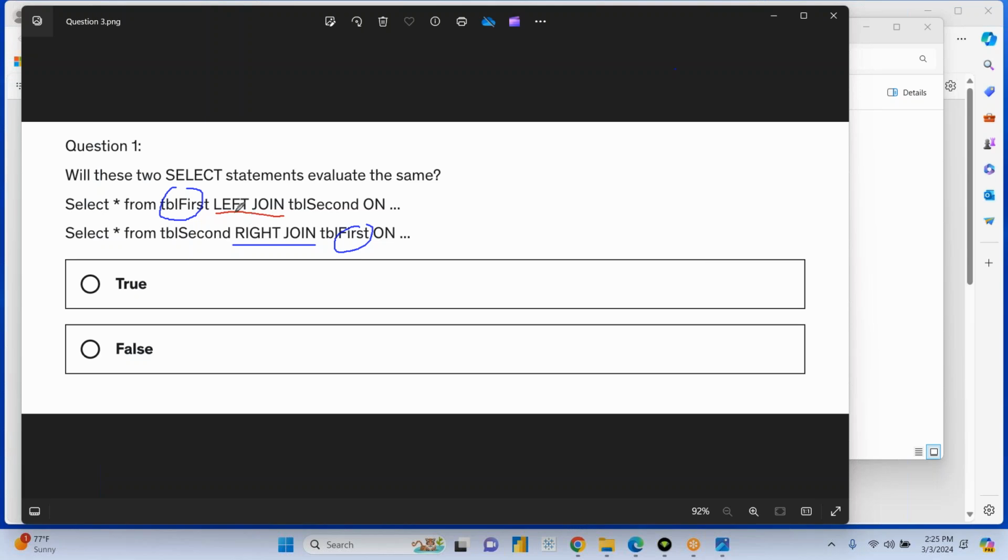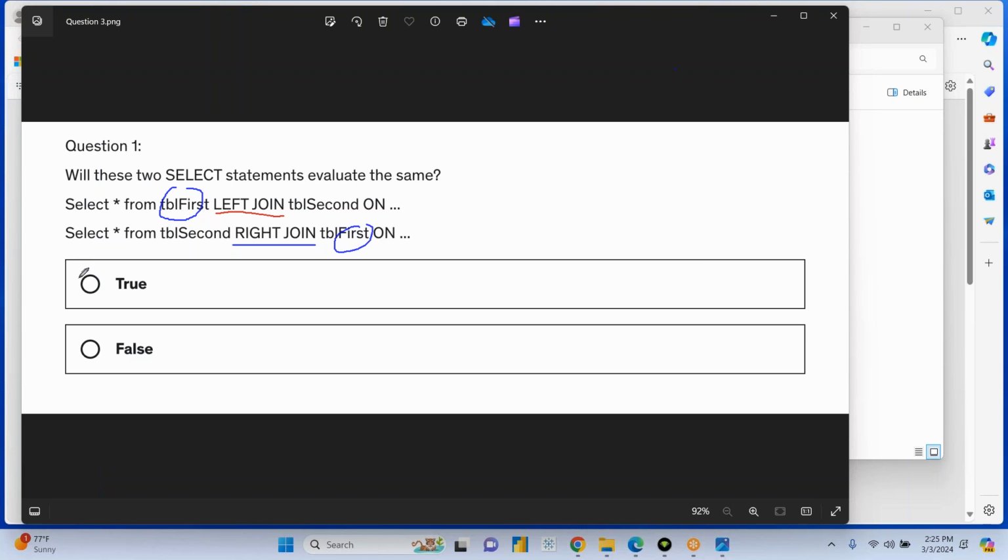All right, so this question is simple. Does a left join and a right join evaluate the same? They can only evaluate the same provided they are prioritizing the same table. So if I go to the left hand side, the prioritized table on the left join should be on the left side, this one. And then if you go to the right join, the prioritized table on the right join should be on the right hand side, this one. So as long as they are prioritizing the same table, they will get the same result.